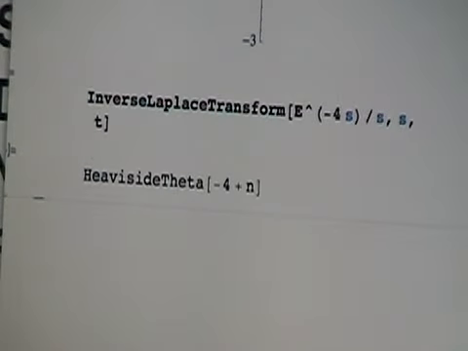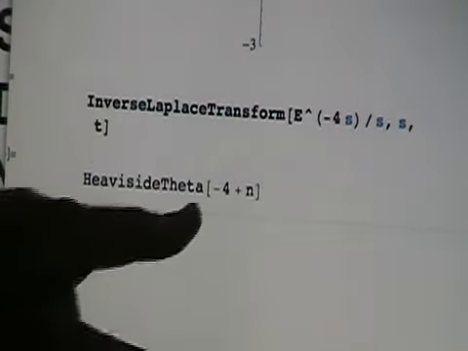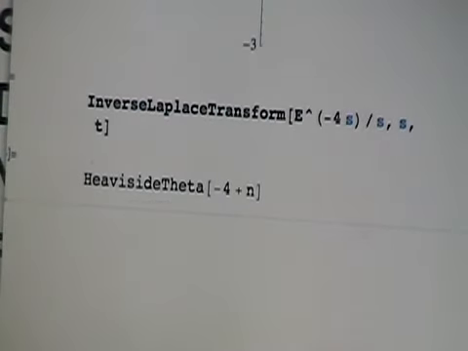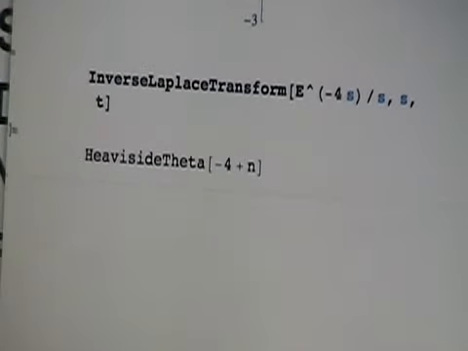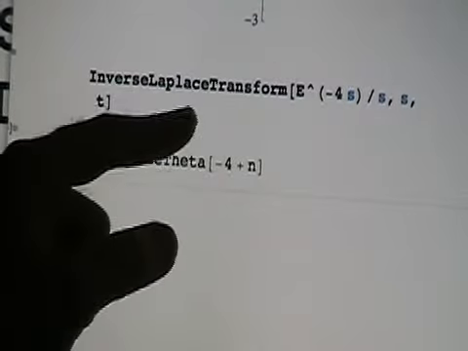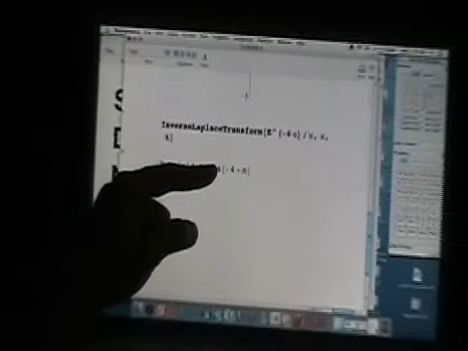HeavisideTheta, well, something funny here. HeavisideTheta of n plus 4. Just think of that n as a t. I don't know why it's an n. I'm a little confused about that. Haven't looked into it. You should think of that as HeavisideTheta of t minus 4. In other words, u sub 4 of t.